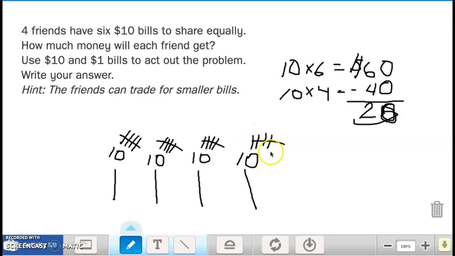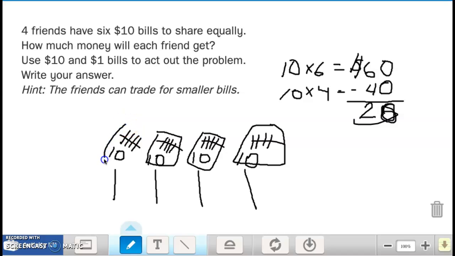5. So each friend is going to get a $10 bill and five $1 bills. So each friend is going to get this much. So how much are they going to get? 10 plus 5 is $15. So 15 plus 15 plus 15 plus 15 is 60.